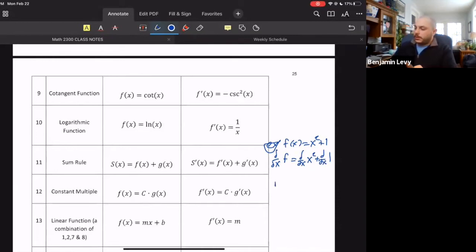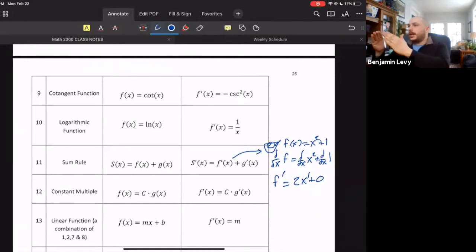And when we take the derivative, we get f prime. This is just an application of the sum rule because we had two separate things being added, and what the sum rule says is you can just look at them separately. When we looked at them separately, one was a power rule and one was a constant rule.